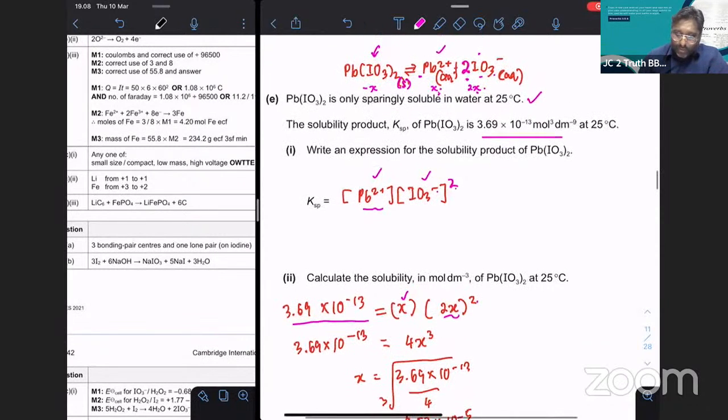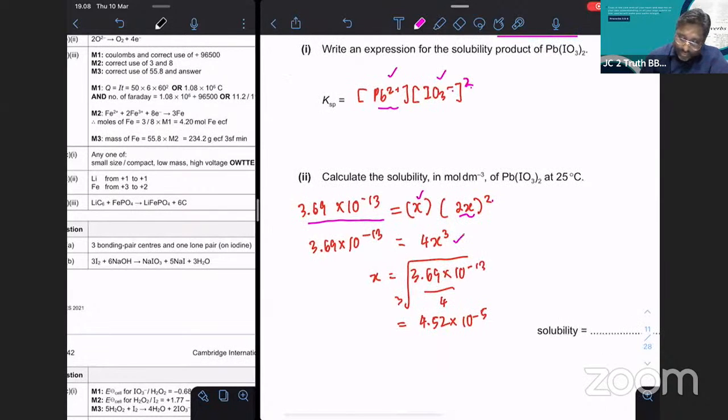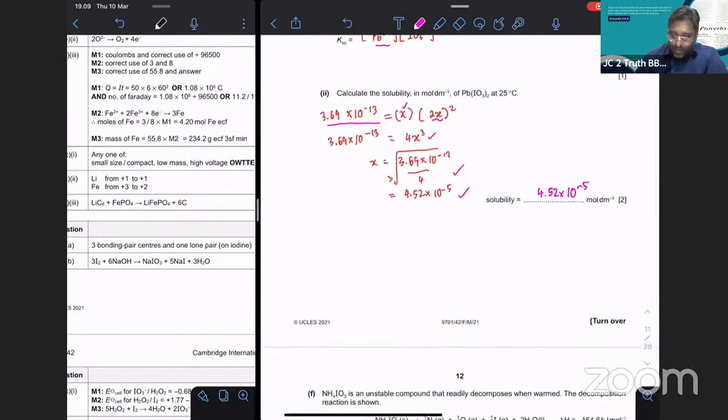What you need to do is find out what x is, which is going to be the solubility. So I just need to calculate the solubility, which is 4x to the power of 3. When I take the cube root and divide by 4 and so on, I will get this value as my solubility. Solubility is in mole per dm cubed, so no need to convert anything. You just need to write down the answer. Done. Next question.